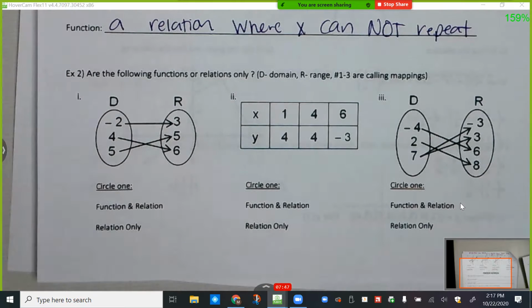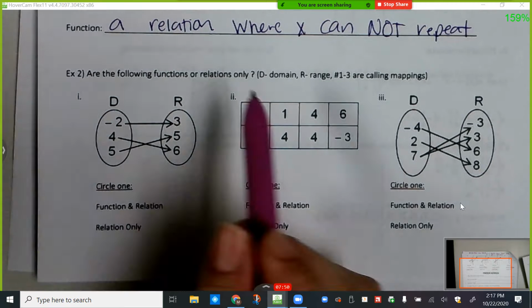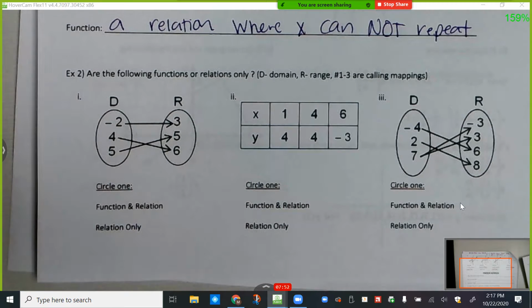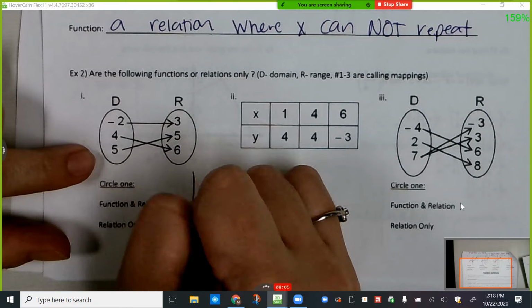Okay, so it says, are these functions or relations only? Everything's a relation. Anytime it's graphed and has ordered pairs, it's a relation. A function is specific, though, in the fact that X cannot repeat. Relations don't care. So knowing that, here, does X look like it repeats?